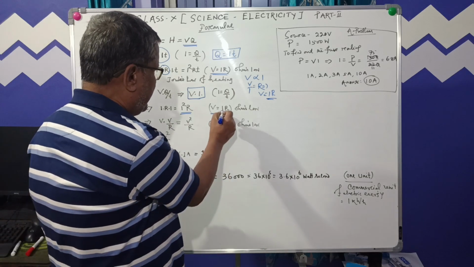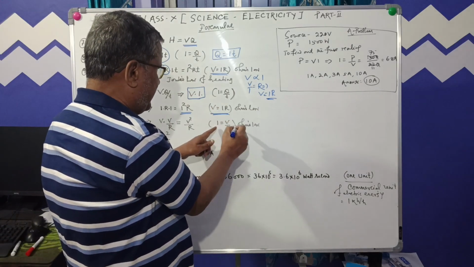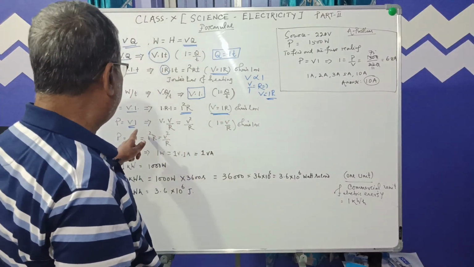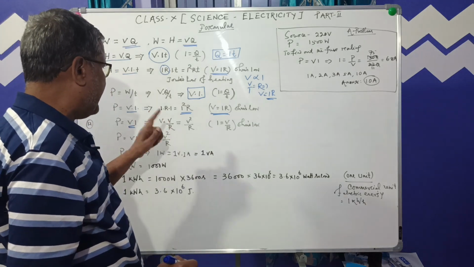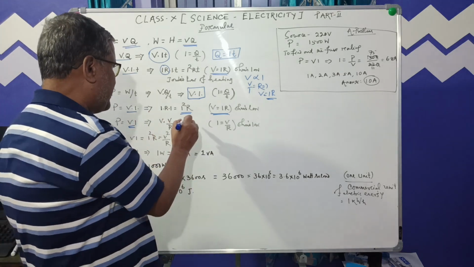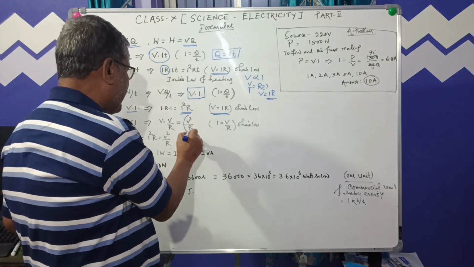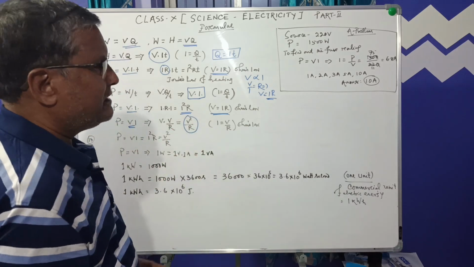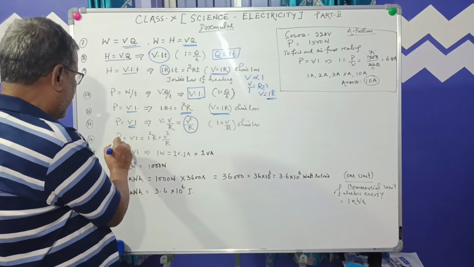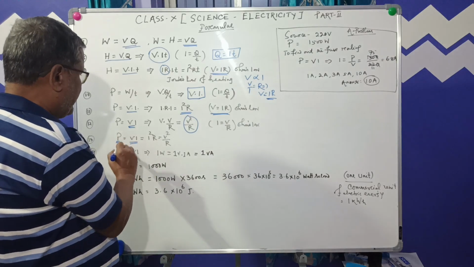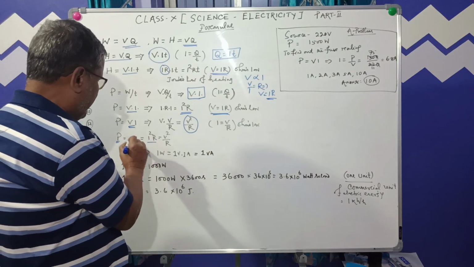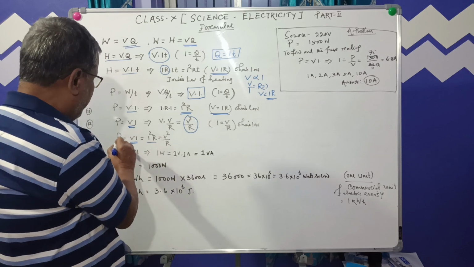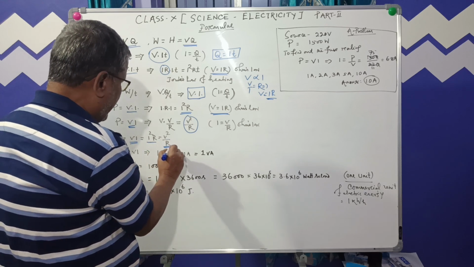You see, by transposition, I is equal to V by R from Ohm's law. So in place of I, let's write V by R. Now we get another formula, P is equal to V square by R. So final result, this is very important. The power P is equal to VI, P is also equal to I square R, and P is also equal to V square by R.